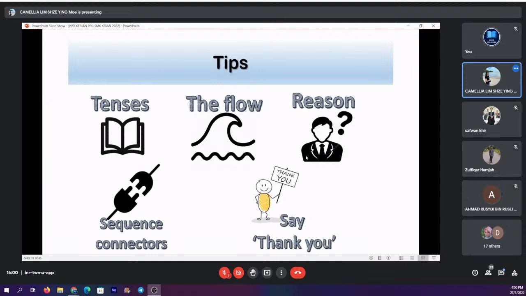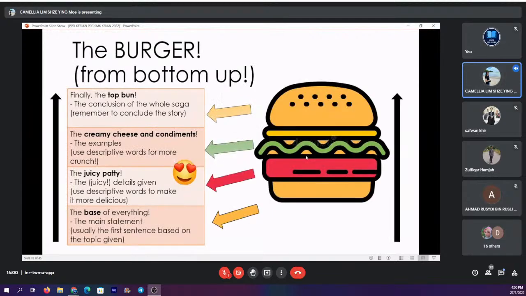And finally, I feel that this is quite important as well: to say thank you at the end of your turn. What I mean by this is, let's say candidate A has finished his or her turn. This will signal to the interlocutor as well as the assessor that candidate A has finished his or her response. So we'll go to the next diagram, which is the burger diagram.